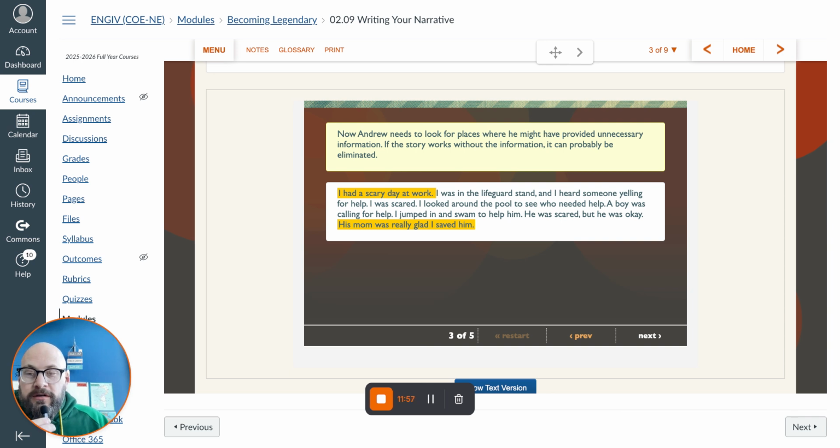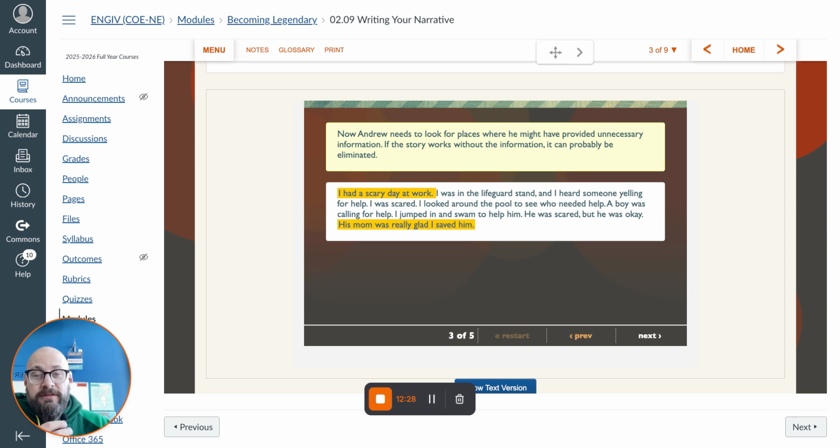So the way that they're advising you to go about this is that as you read and you notice some information, if the story works without the information, it can probably be eliminated. And so they're recommending here eliminating these 2 sentences. I had a scary day at work. We're going to figure that out once we figured out what the actual action of the story is. Any type of near drowning situation, we're going to naturally recognize that as a scary situation.